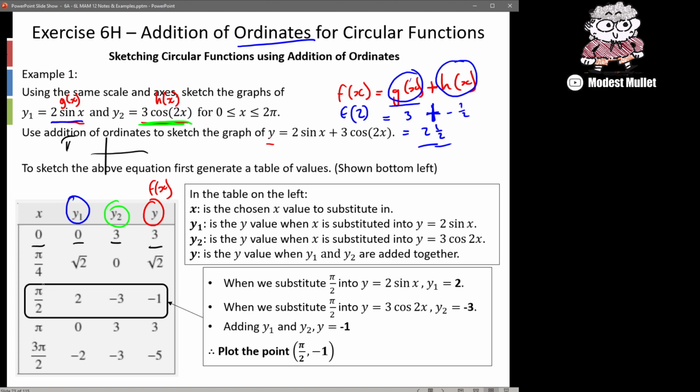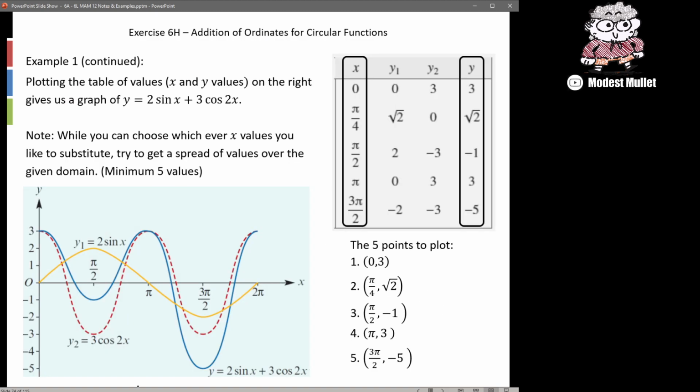And our final thing that we're going to plot is pi on 2 and the -1. So effectively, to do one addition of ordinates graph, if we want to plot y, you first have to figure out all the y1 values, all the y2 values, then add them together. So it's almost like plotting 2 graphs first, adding them together, and getting your third graph. So there's a bit of work there.